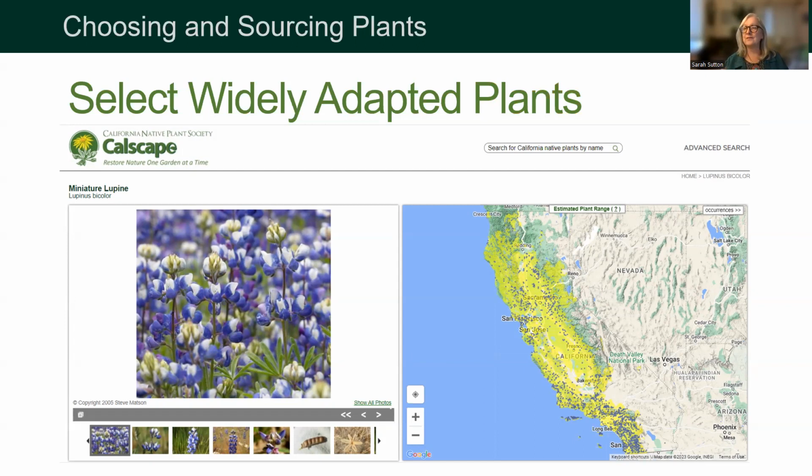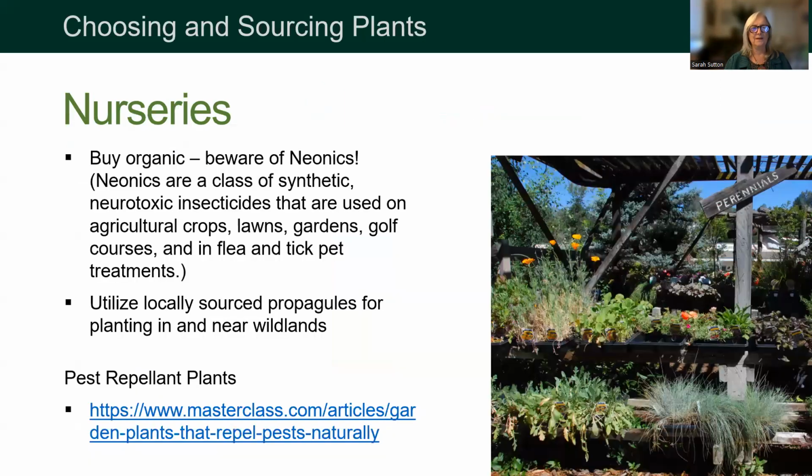These are the categories. They also tell you if it's easy to grow, where you could find it, all kinds of great information. So now that you know what you want, you need to find nurseries that have the plants you're looking for. And the first thing is make sure you buy organic.